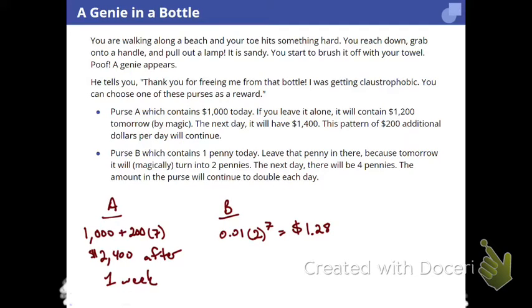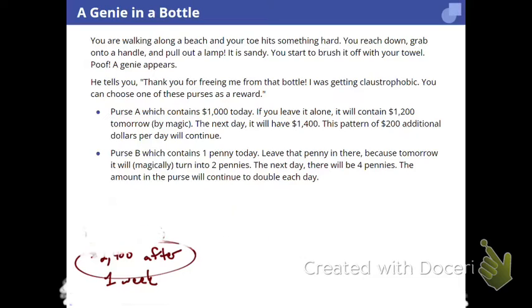So after 1 week, what's the better gig? A or B? A. It's got 2,400 versus a $1.28. That's 1 week. Okay? Let's look at 2 weeks. Okay? I'll double 0.01 times 2, yeah. Let's look at 2 weeks next. So I'm going to get organized here.